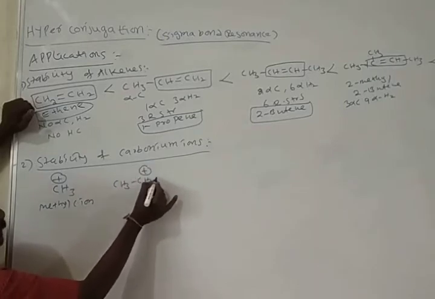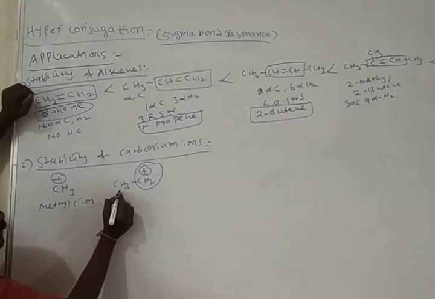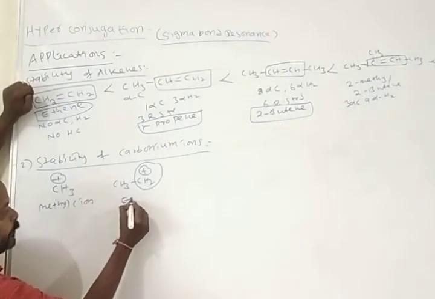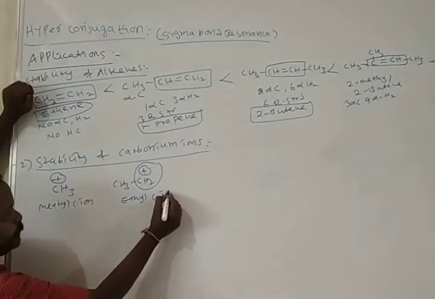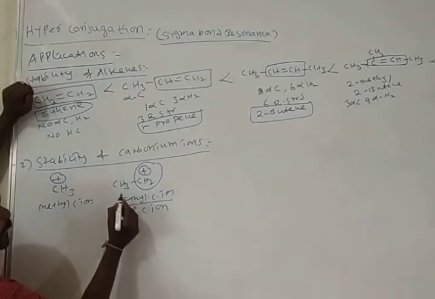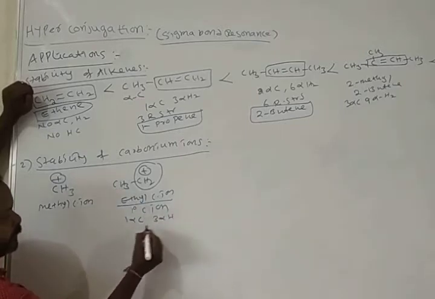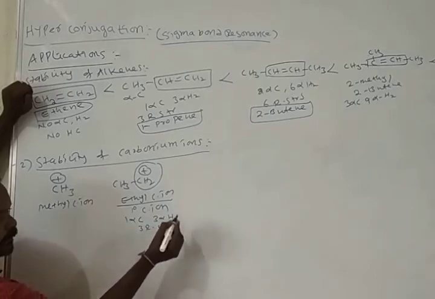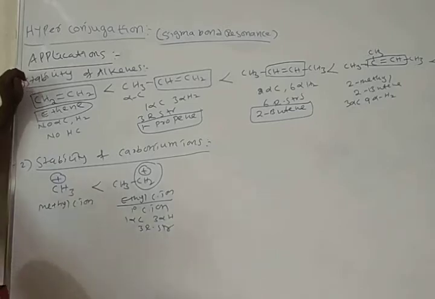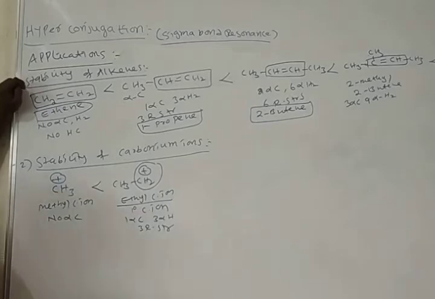CH3CH2+. This is the functional group, this is the adjacent carbon. This is the alpha carbon, and this is called ethyl carbonium ion, and it is also called primary carbonium ion. Here one alpha carbon and 3 alpha hydrogens are there, that means it forms 3 resonance structures. So primary carbonium ion is more stable than methyl carbonium ion because methyl has no alpha carbons.